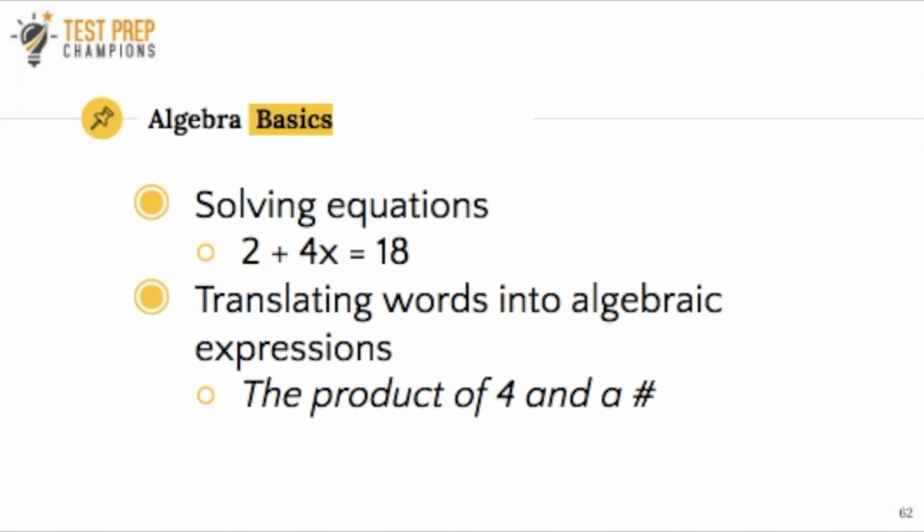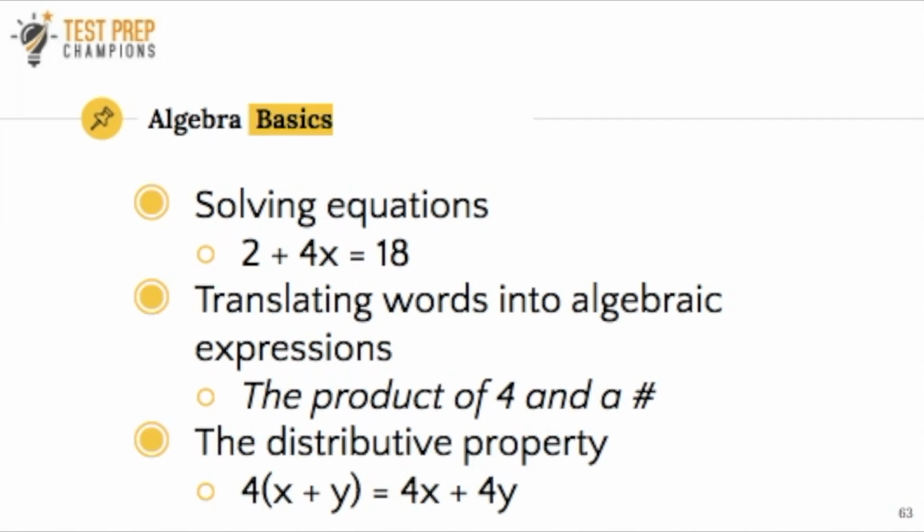So another important algebra skill is to be able to translate words into algebraic expressions. So what if I gave you something like this? The product of 4 and a number. Well, the product of 4 and some number, but we don't know what that number is, so we would just write that as 4x. Okay, and the word product is a keyword that tells us to multiply. So like with all these topics here, I'm not going to teach you every single thing you need to know in this video. All right, this is just to give you a checklist here. But make sure that you understand how to do this for the test, because this is a really important skill.